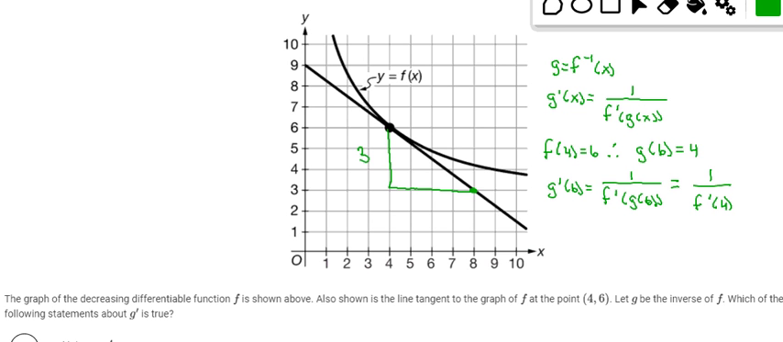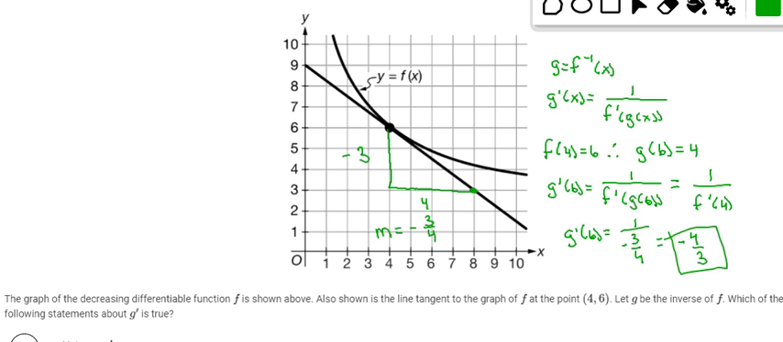We have a rise of -3 and a run of 4. So our slope is -3/4. So our G prime of 6 is going to equal 1 divided by -3/4, which equals -4/3.